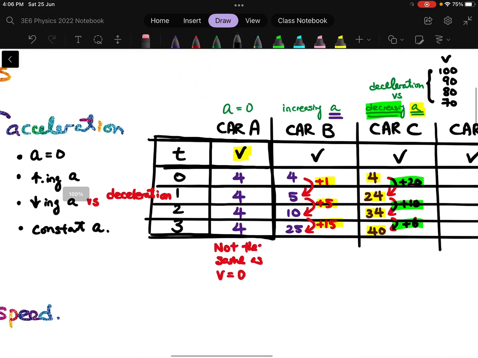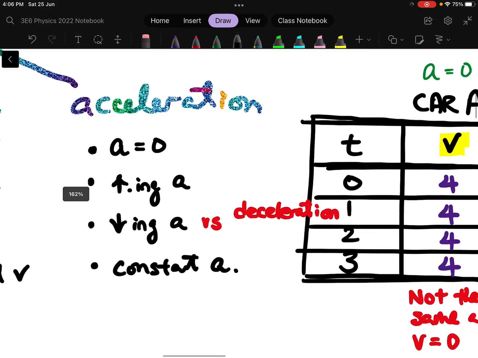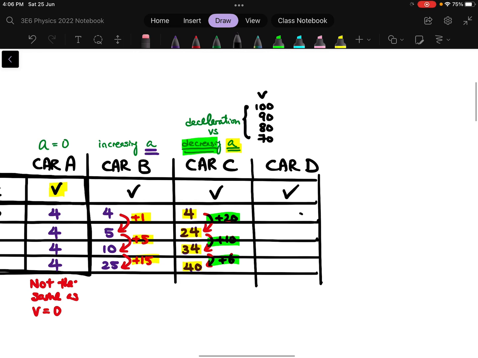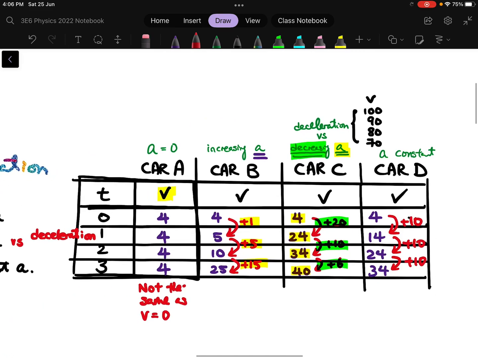Okay, and of course lastly we have the last type of acceleration, which is when the acceleration is constant. So if the acceleration is constant, then it is quite straightforward. It will be like 4, 14, 24, 34. You can see that the jump over here is constant. So this is what it means by constant A. So this is the meaning of these 4 types of acceleration.